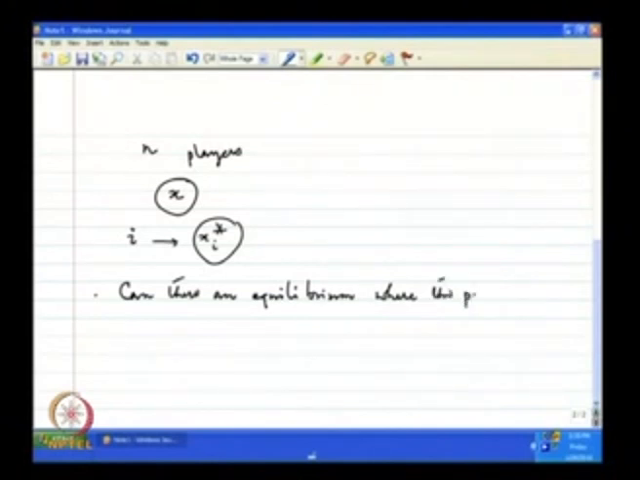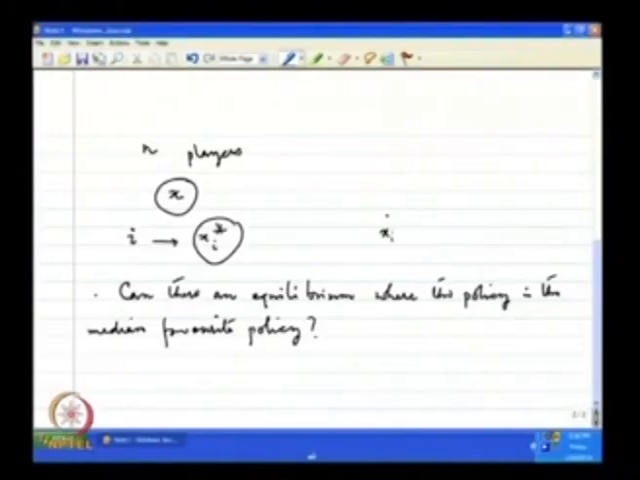So, related to this exercise, we can take other short exercises. For example, can there be an equilibrium where the policy is the median favorite policy?